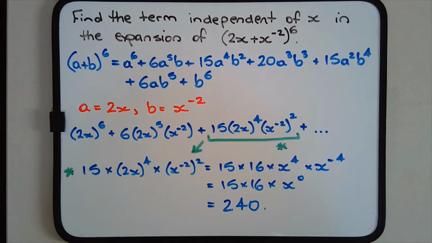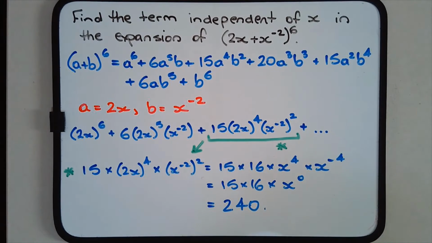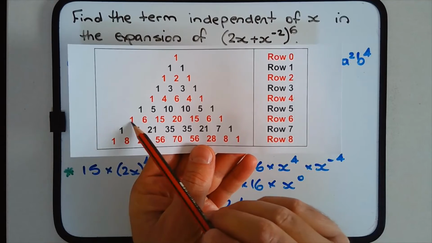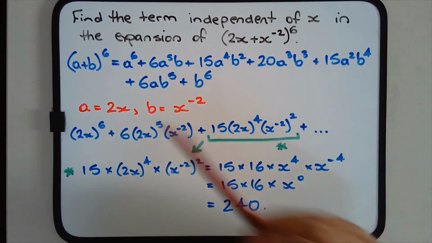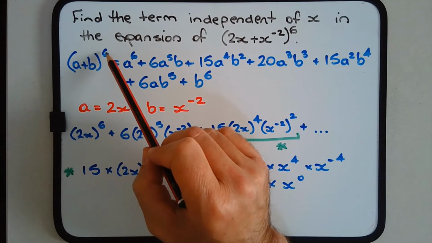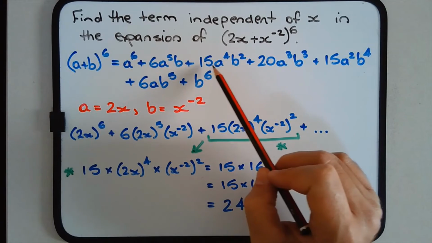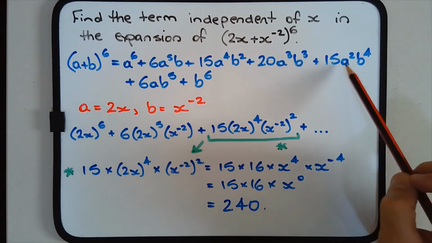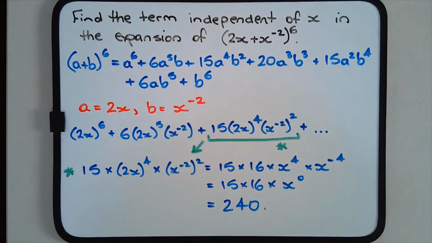So, like the previous examples, let's consider the expansion of (a + b) to the power of 6, and the coefficients of the terms of this expansion come from row 6 of Pascal's triangle, so 1, 6, 15, 20, 15, 6, and 1. So (a + b)^6 equals a^6 + 6a^5 b + 15a^4 b^2 + 20a^3 b^3 + 15a^2 b^4 + 6ab^5 + b^6.